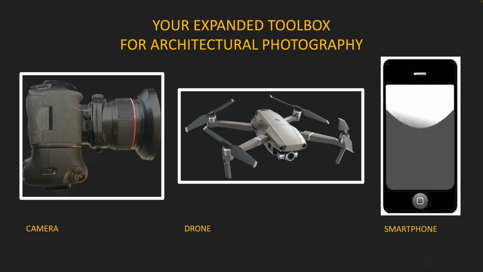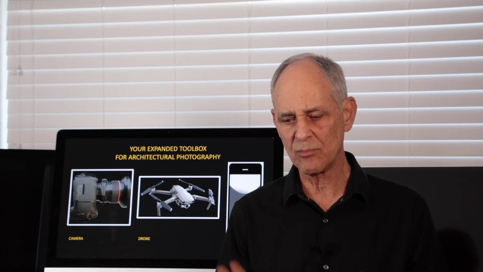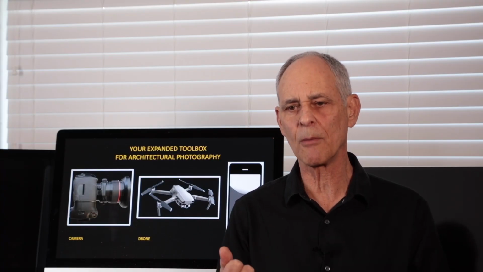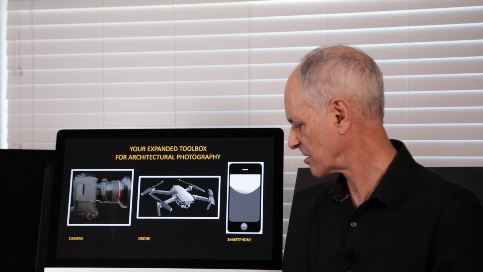So your expanded toolbox for architectural photography got bigger. Yes, your camera. We talked about how valuable a drone can be in your work. And let me say, you can comfortably add your smartphone to your toolkit if you just take a few precautions. Put it on a tripod, use a remote, and shoot raw files.